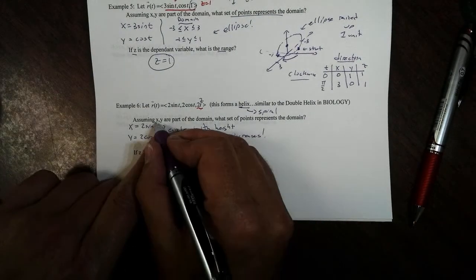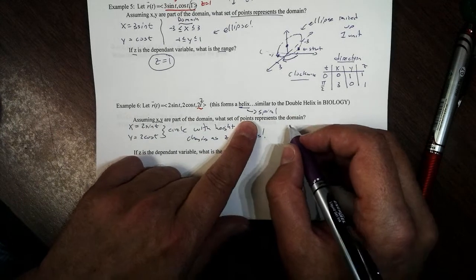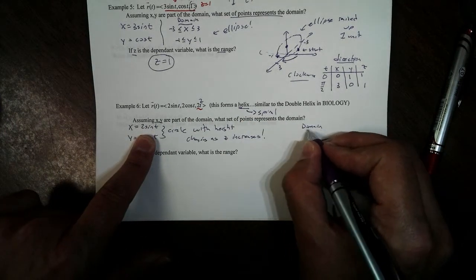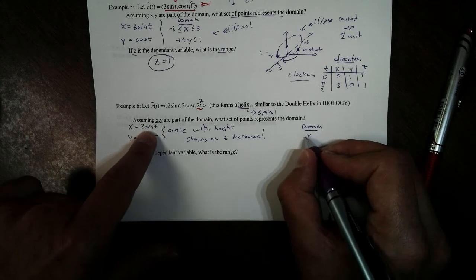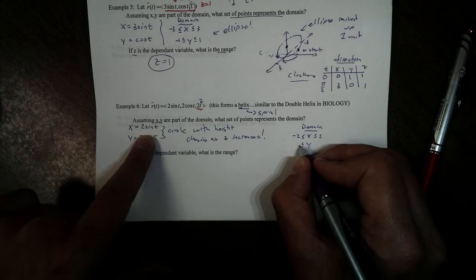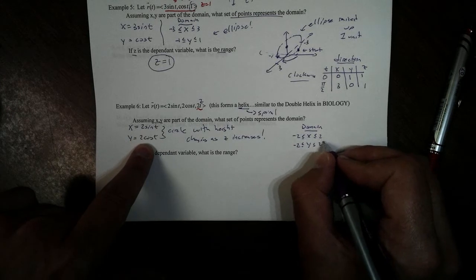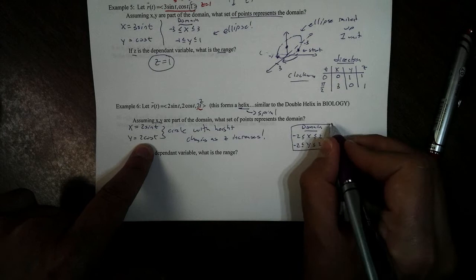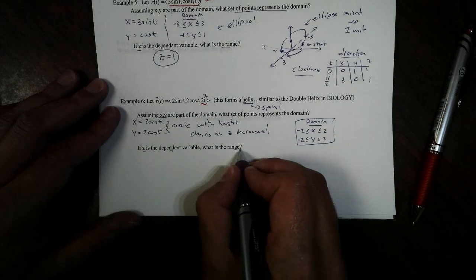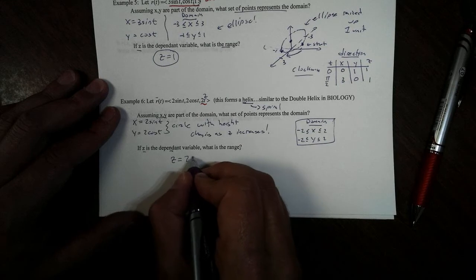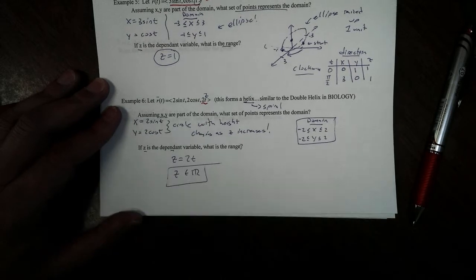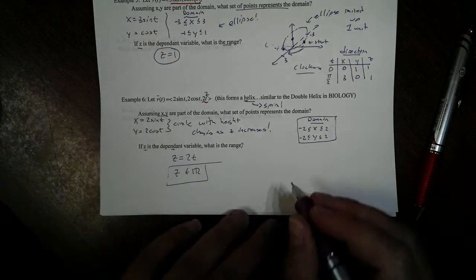So if x and y are part of the domain, what set represents the domain of our graph? And that's easy. I can get my domain, again, just looking at my rule. Sine is never bigger than 1, so we're going to go from -2 to 2. And y is going to go from also -2 to 2. So there's our domain. If z is my dependent variable, what's the range going to be? Well, remember, z is this 2t. Z has no restrictions on it. It can be anything.